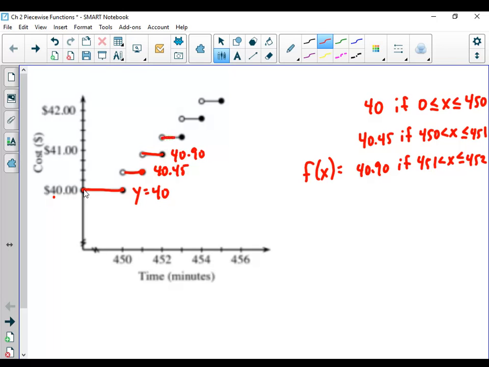And for this graph itself, we had three more of those. We had one with 45 more cents, 41.35, 41.80, and 42.25. Those would all be considered part of my function, so I would list all of those in my equation.